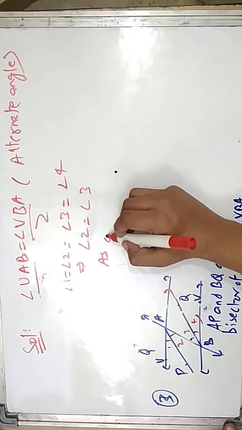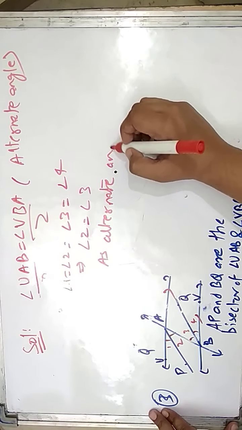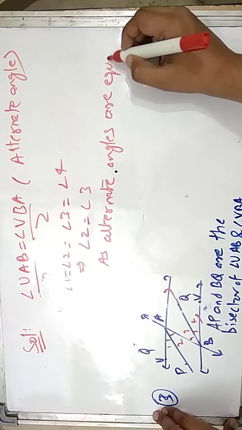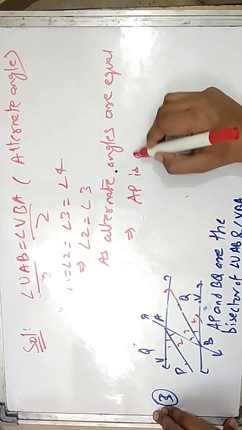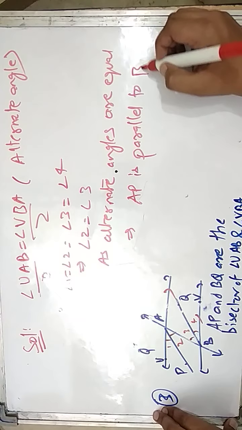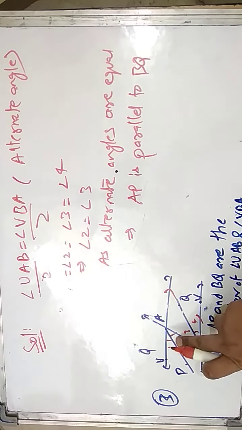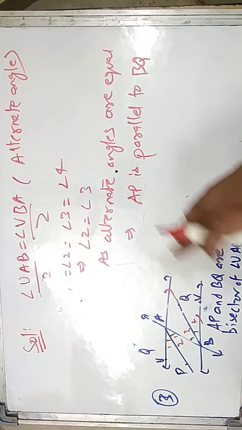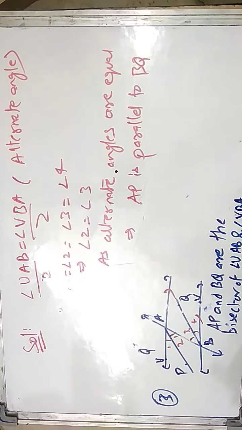फिर हम लिखेंगे as alternate angles are equal, implying that AP is parallel to BQ. ओके, प्लस एक्चुअली आप देख रहे हैं यहाँ पर कि 2 and 3 इक्वल हो गए तो ऑल्टरनेट एंगल इक्वल है. प्लस अगर ऑल्टरनेट एंगल इक्वल है then we can say line AP is parallel to BQ.